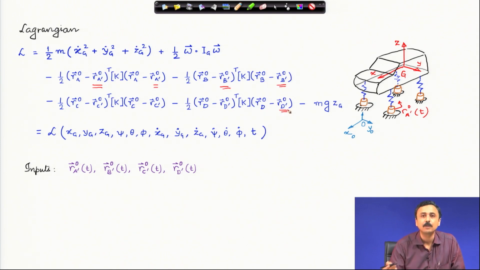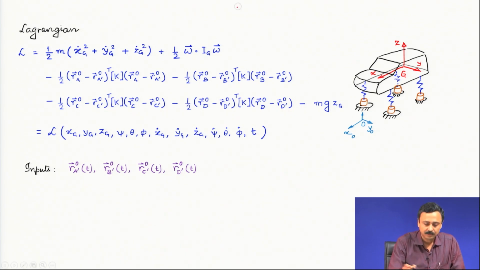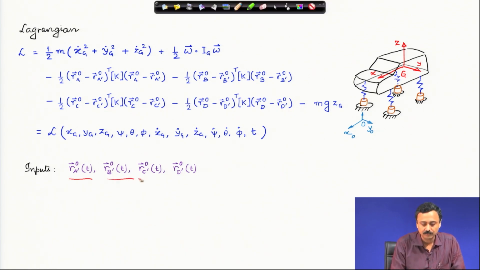It could be harmonically varying or different kinds of inputs you can think of, which are purely functions of time, which are given to the system. So, these are displacements which are given at the base. These are time varying functions which will need to be provided.